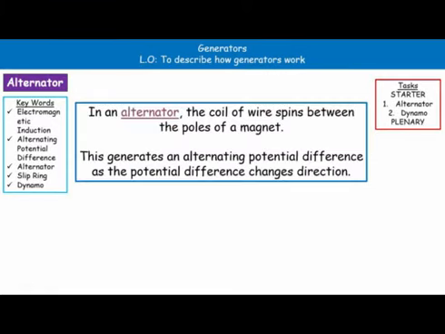The first device we're going to look at then is the alternator. Now, in an alternator, we've got a coil of wire that's spinning between the poles of a magnet. Now, because we've got a coil of wire that's spinning between the poles of a magnet, obviously the wire is cutting the field lines. So as a result of that, we are going to generate a potential difference. The key thing here is it's going to be an alternating potential difference, because that potential difference we're generating is going to change direction.